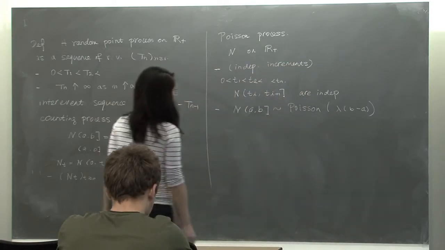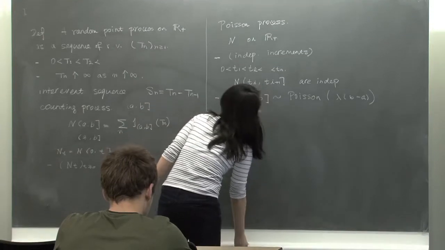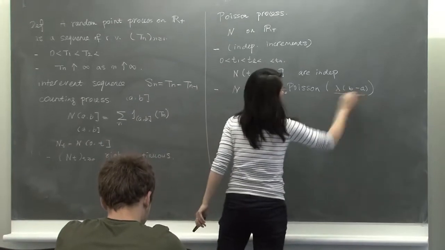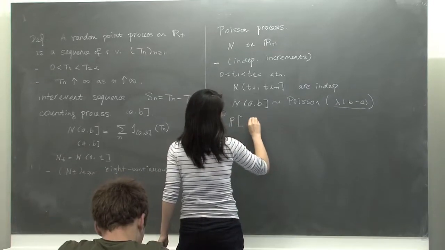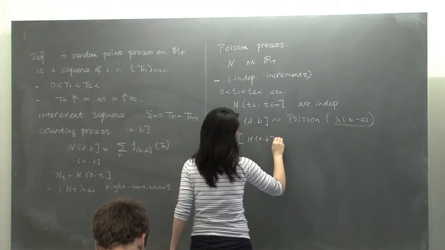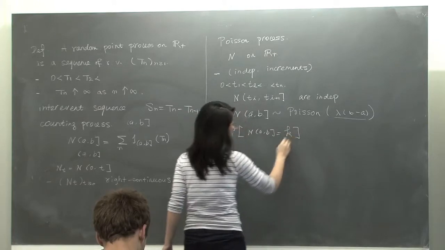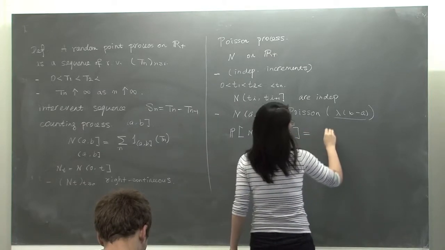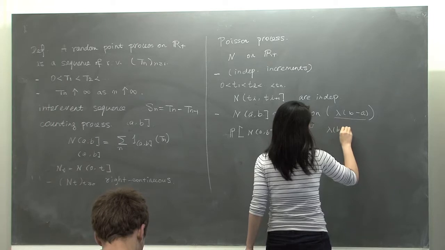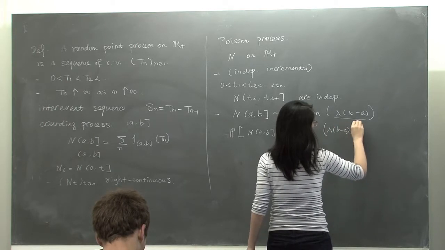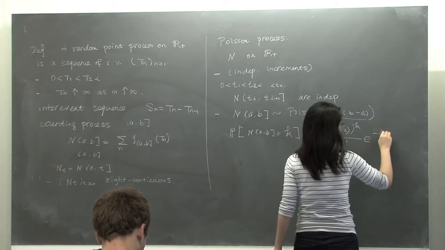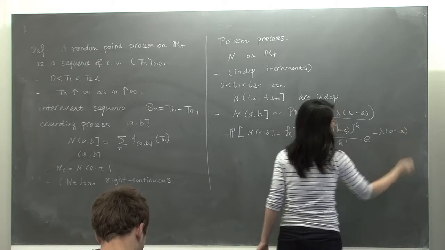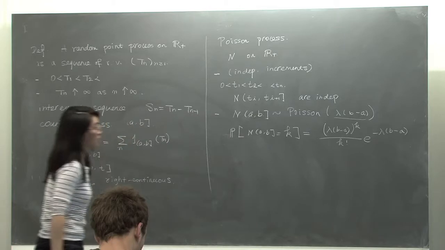Okay, and just a quick recall, what is a Poisson random variable? For a Poisson random variable with such intensity, the probability that this random variable equals k, where k is an integer, is given by the following. So this is the law of a Poisson random variable.